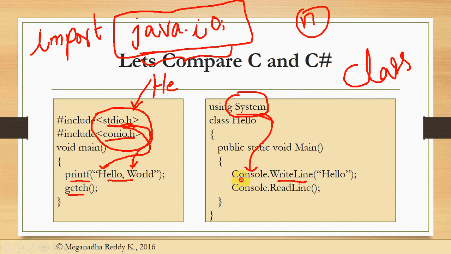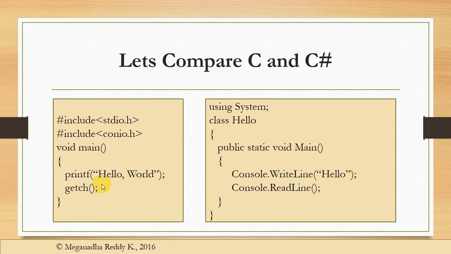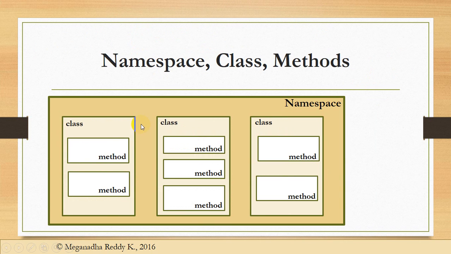The reason why this class came in between is that similar-functionality methods are grouped into a class. So let's try to understand this now. A namespace is a group of classes, and a class is a group of methods.